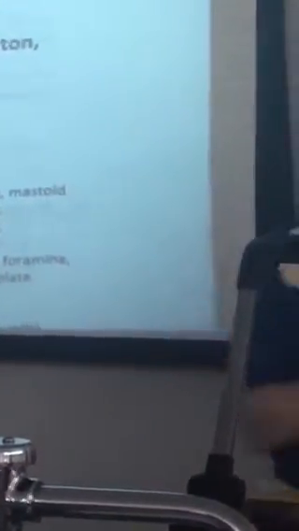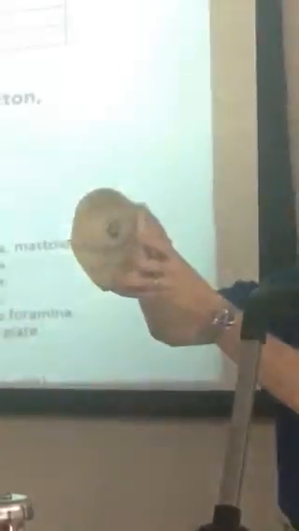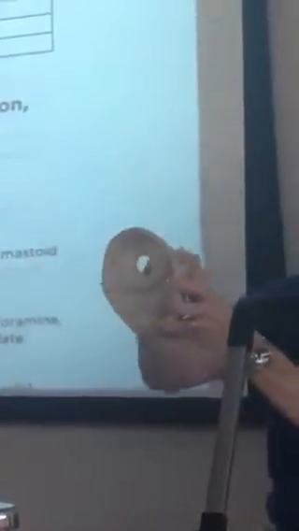Let me go back then. Meatus is a tube-like opening. With a foramen, it's a hole, but it's not tube-like. It's just a hole. With a meatus, it's a tube, and you've already studied one meatus.